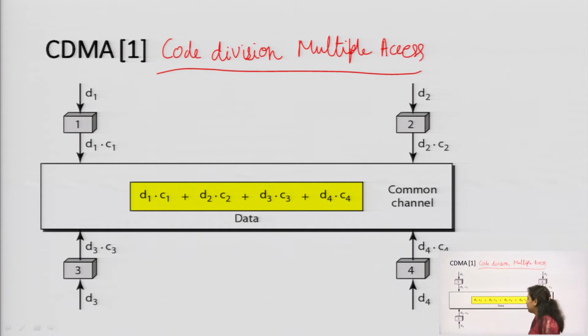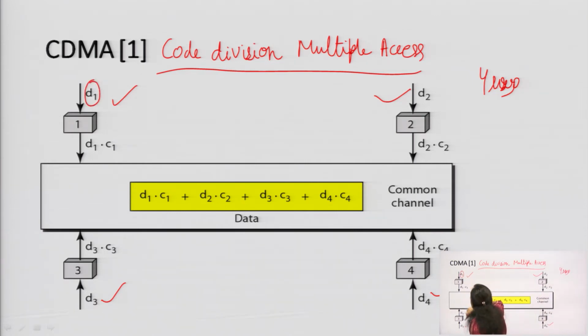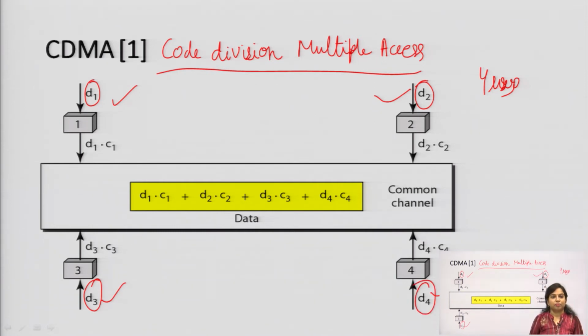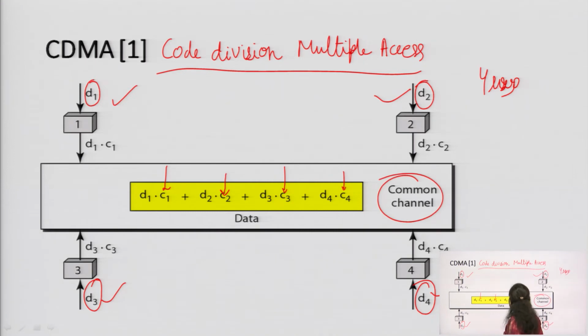If you see in this diagram, this is the same division we are considering. 4 users are there: this is user 1, this is user 2nd, this is user 3rd, and this is user 4th. The data associated with the first user is denoted by D1, the second user by D2, the third user by D3, and the fourth user by D4, and the code corresponding to each user is denoted by C1, C2, C3, and C4, and this shows that it is a common channel.